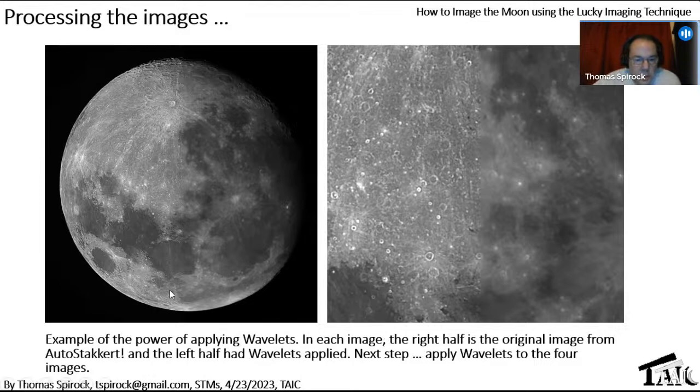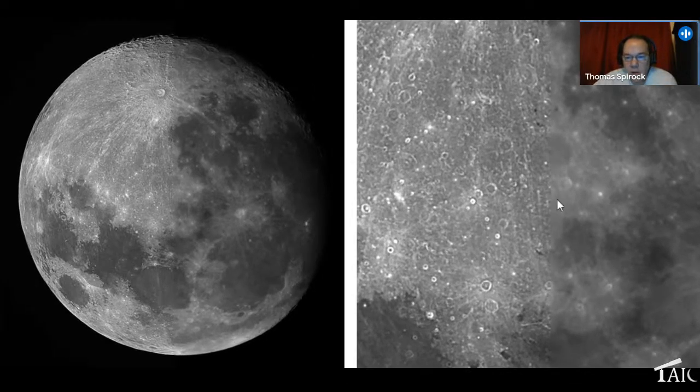Here on the left, what I did was I took the moon, I ran it through wavelets, and the left half is the result of the wavelets, and the right half is before. And then this picture on the right is a close-up. So the left half is with wavelets, and the right half is without. So you can easily see that there's a lot more fine detail after you use the wavelets. So I take those four images, run them through identical wavelets, and then make my choice.